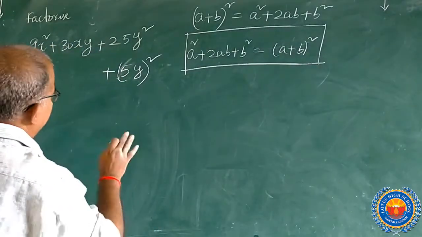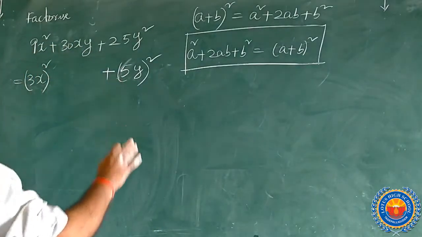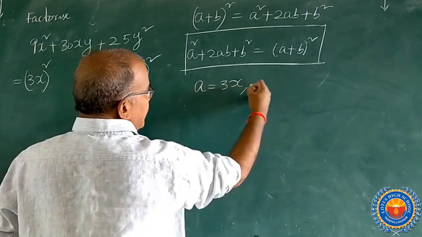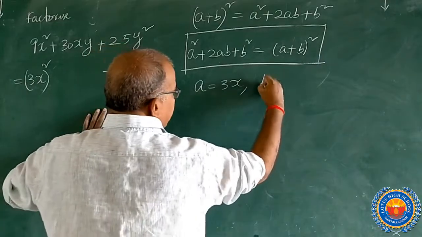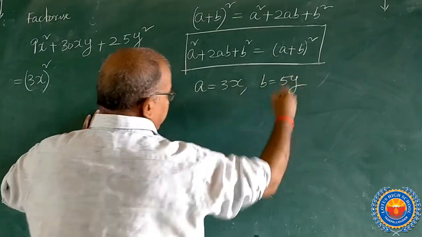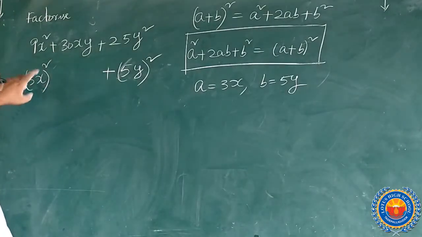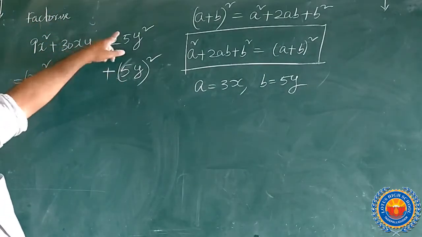Now, first one is a perfect square. I got a square term and b square term. a is equal to 3x, b is equal to 5y. 3x whole square is 9x square, 5y whole square is 25y square.